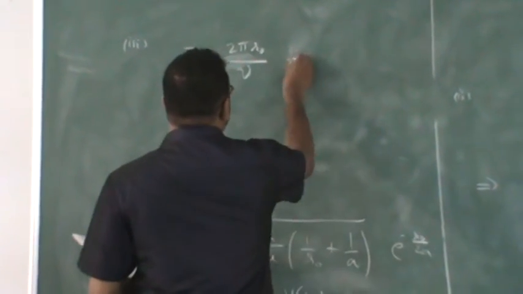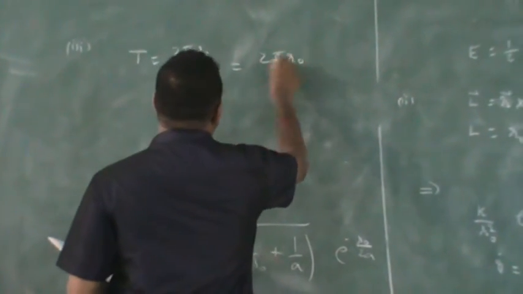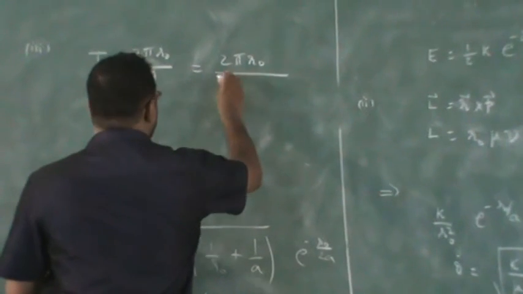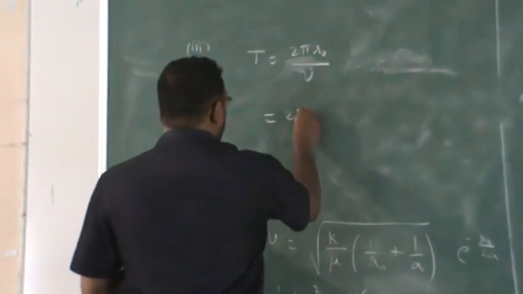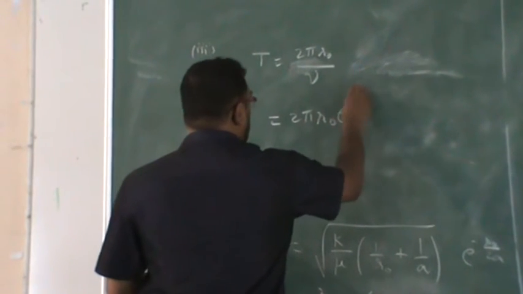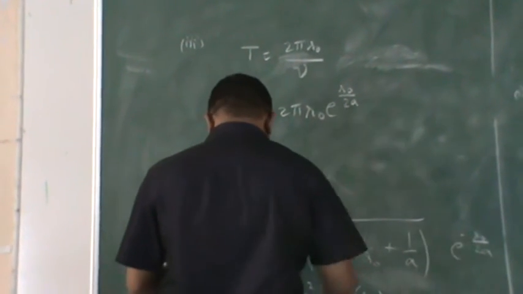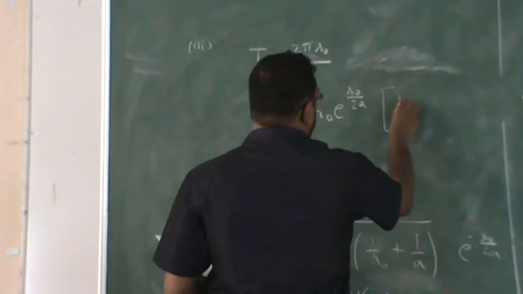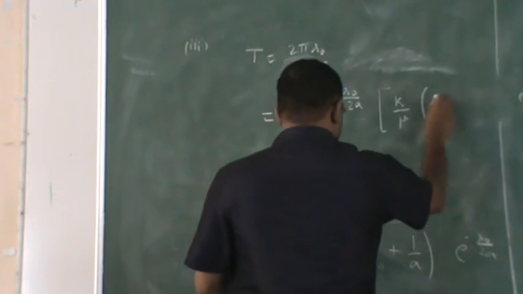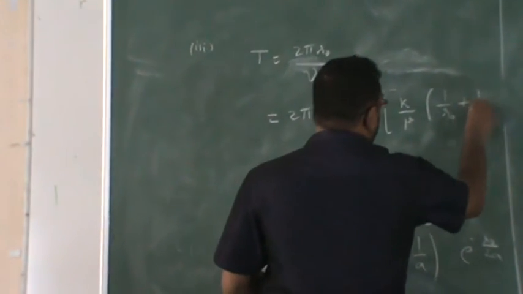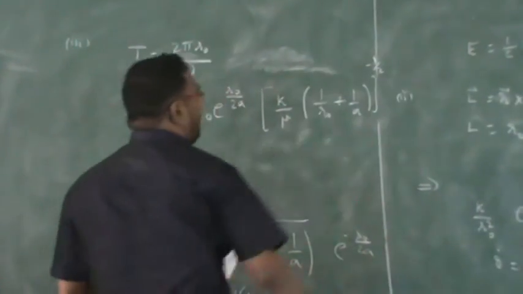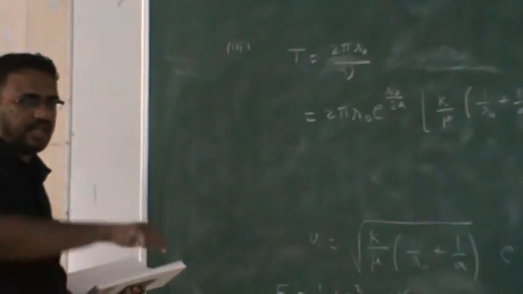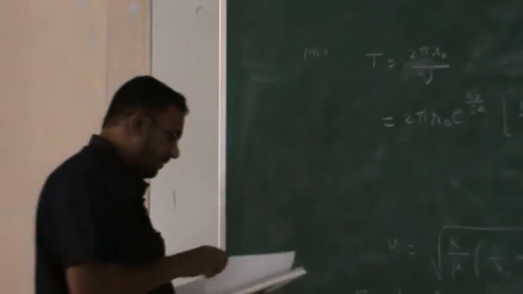So therefore this is equal to 2π r₀ by the velocity, substituting here. I will write out the final answer: 2π r₀ e^(r₀/2a), and this is (k/μ (1/r₀ + 1/a))^(-1/2). This is the time period in which this is argued.